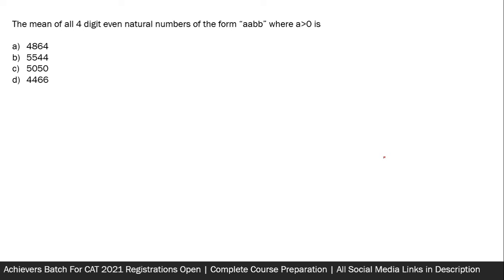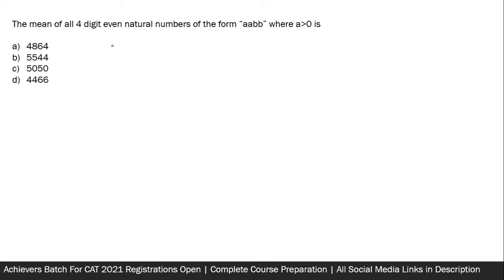So I think this was, in a way, the lengthiest question of the exam, but I have got a shorter method for you to find out the answer. You want the average of all the 4-digit even natural numbers where a is greater than 0, obviously, otherwise it will not be a 4-digit number anyway. I'm going to show you the shorter solution first, and then if you are intrigued to see the longer solution, I will show you that as well.